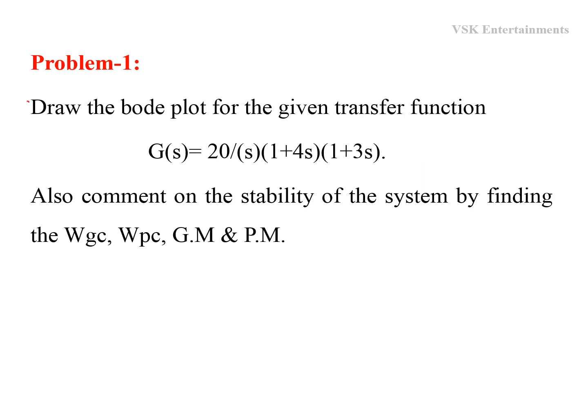Coming to the problem: draw the Bode plot for the given transfer function. Here the transfer function G(s) is given as G(s) = 20 / (s(1 + 4s)(1 + 3s)). Also comment on the stability of the system by finding omega gc, omega pc, GM and PM. Those are the gain crossover frequency, phase crossover frequency, gain margin and phase margin. This is our problem. By using the Bode plot we have to determine the stability.